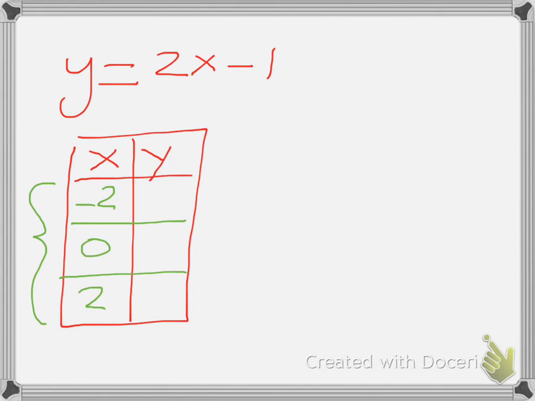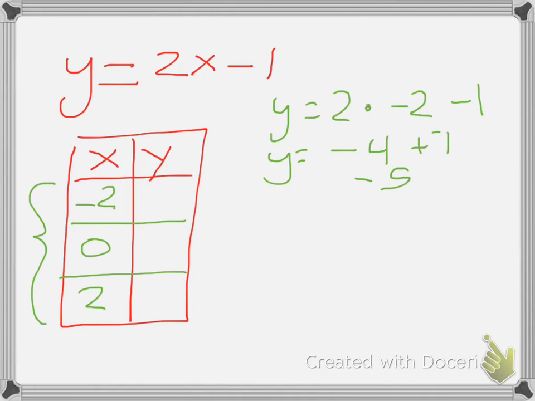Now I'm going to plug in -2 for x, and then 0 for x, and then 2 for x to find out what each of my y's is. So y equals 2 times -2 minus 1. That's my first one. 2 times -2 is -4, and -4 minus 1, if you remember to keep change, is -5. So when x is -2, y is -5.